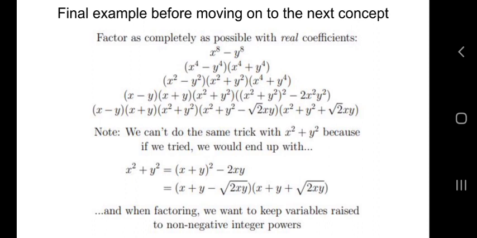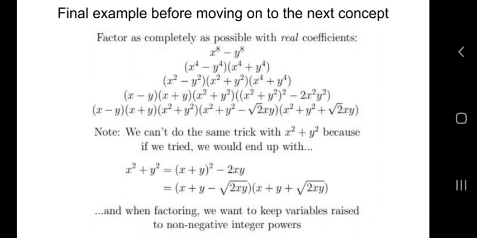Now, x to the 4th minus y to the 4th, that's definitely a difference of squares, right? That's x squared minus y squared. So we get x squared minus y squared times x squared plus y squared. Now, x squared plus y squared, that is irreducible, but x squared minus y squared, that factors as x minus y times x plus y.